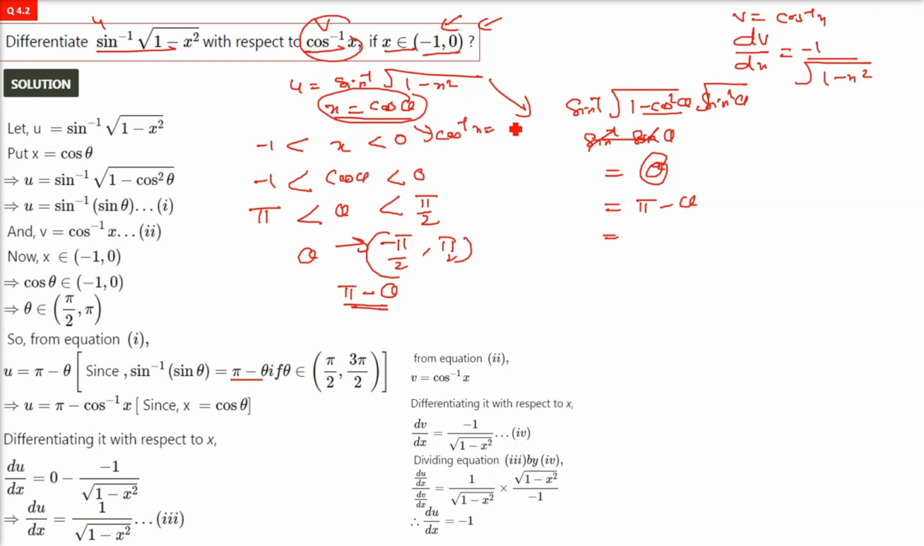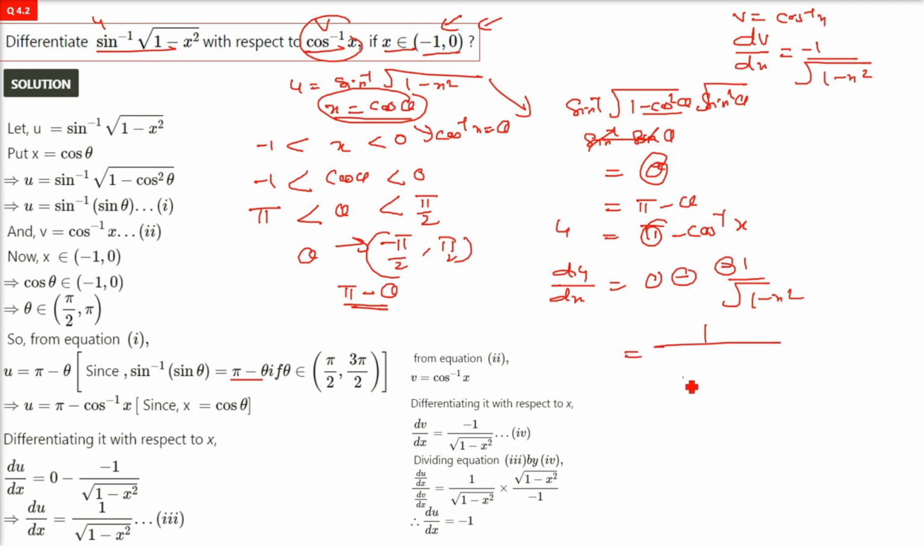From here, x is equal to cos theta, theta will be equal to cos inverse x. So it will be pi minus cos inverse x. Now you'll see there will be no difference as such, but the answer will be different. When you take du by dx, what are you going to get? Pi will be 0. Minus will remain like that. Cos inverse x will be what? Minus 1 by under root 1 minus x square. Minus minus gets cancelled. So it will be 1 by under root 1 minus x square.